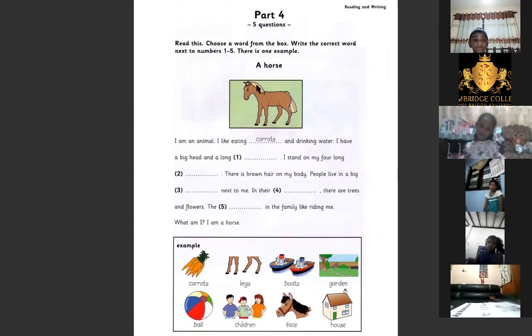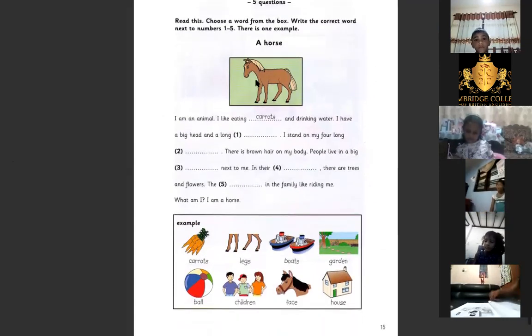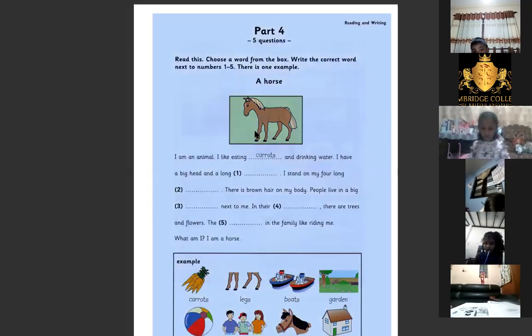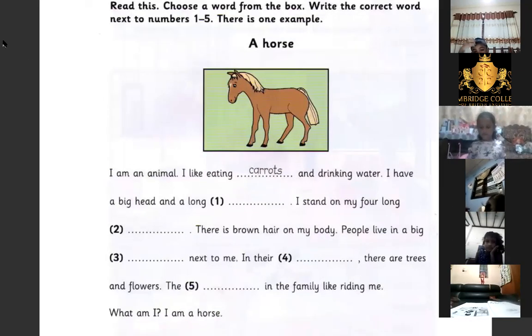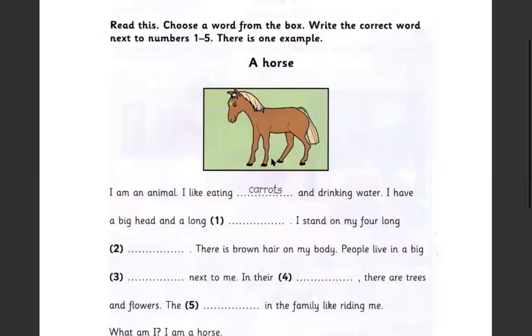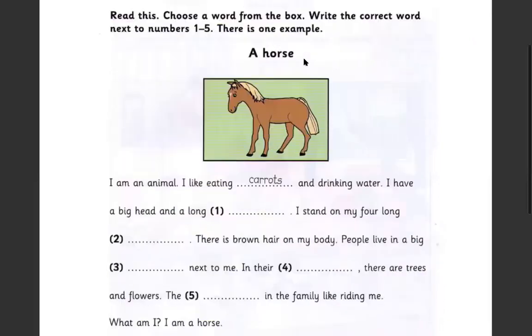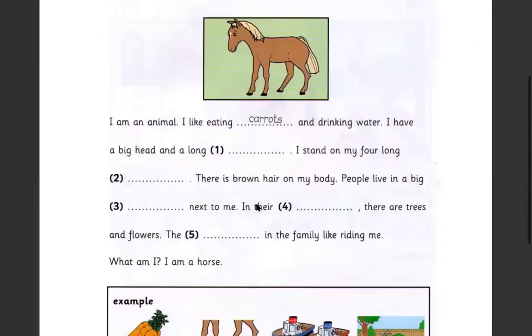Right, next one. Part four. Turn to part four. It's about a horse. Today we are going to do about a horse. So look at the picture. You can see there's a horse. Part two again, there's a story. You want to read this. Choose a word from the box to fill these blanks.